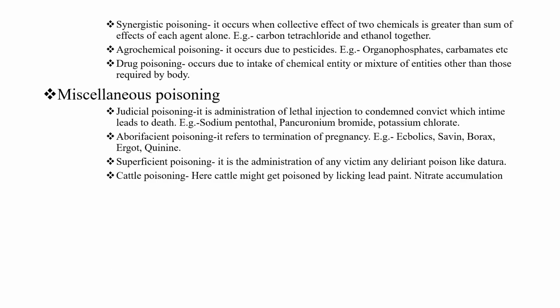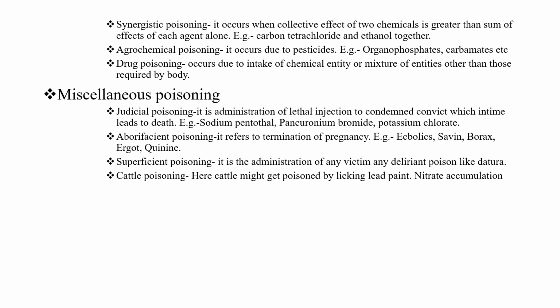Then comes synergistic poisoning. It occurs when the collective effect of two chemicals is greater than the sum of the effects of each agent alone. Like when two chemical substances enter the body and they cause a larger effect within the body, like when carbon tetrachloride and ethanol go inside one's body, they cause a larger effect and the person can die. This type of poisoning is called synergistic poisoning.